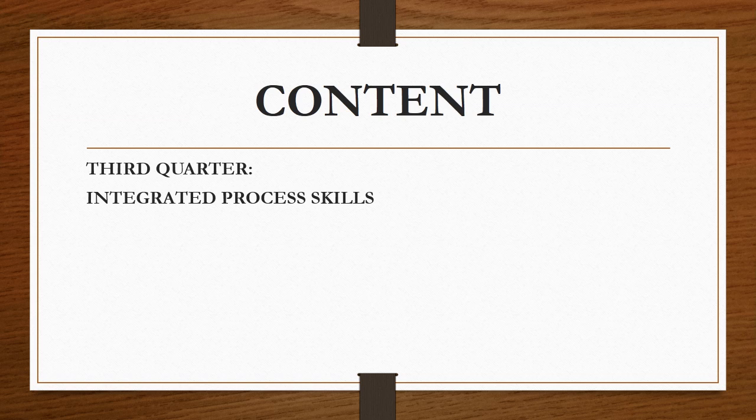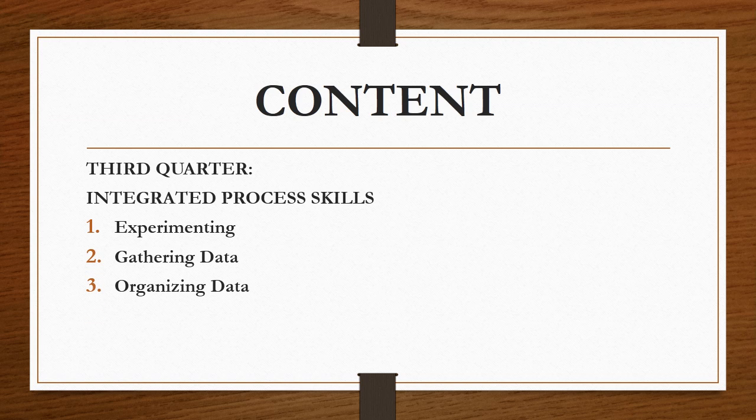So we still have additional of 5, and the first one is experimenting. Number 2 is the gathering of data. Number 3 is organizing data. Number 4, analyzing data. And number 5 is interpreting data. These 5 additional integrated process skills are also important in the conduct of our science and investigatory project, or SIP.